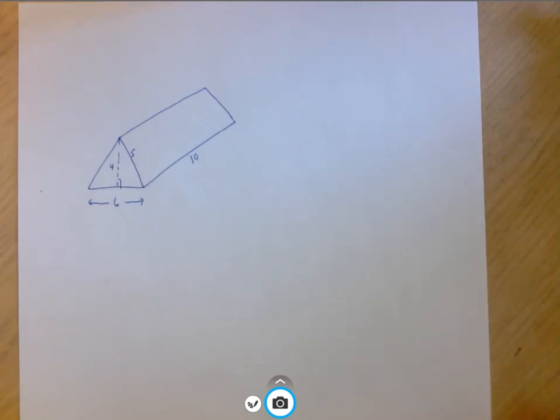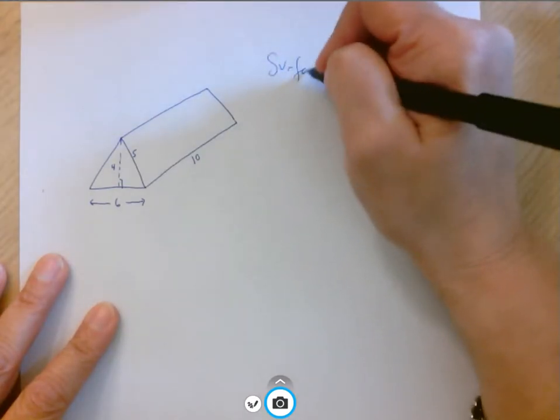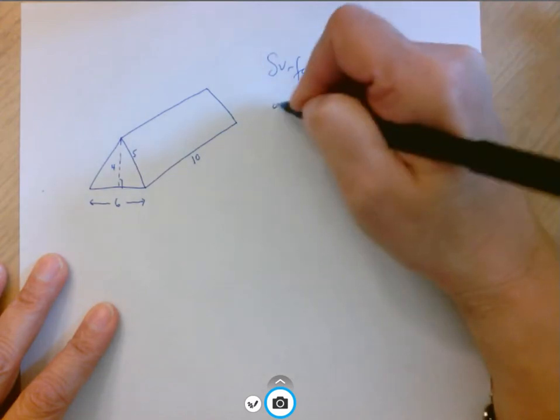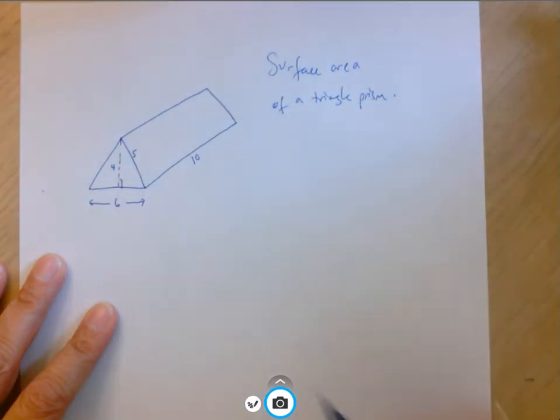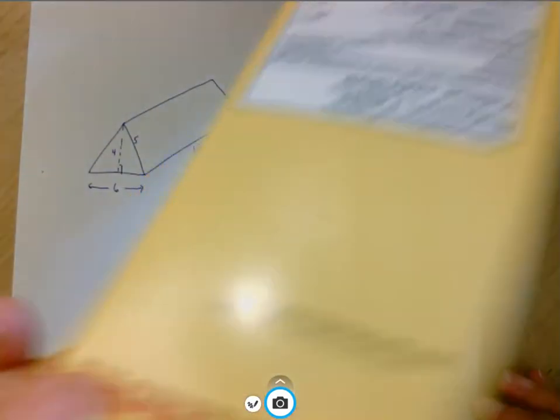Hey, this is the video on surface area of a triangular prism. Okay, and I'm going to use for triangular prism our favorite Toblerone bar. All right, there's our box.